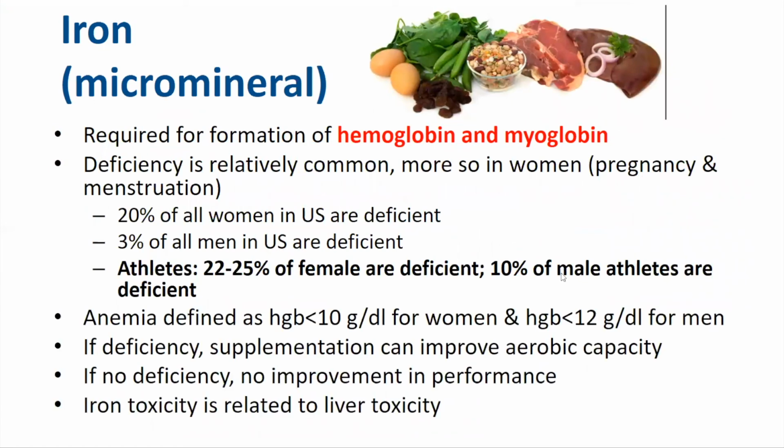And we're going to talk about iron. Iron is a micromineral, and it's required for the formation of hemoglobin and myoglobin. So it's very important in our oxygen carrying capacity. So if you have an athlete who is anemic, who has a low iron content, they're gonna feel fatigued because their blood cells, they won't have enough blood cells to carry oxygen to their skeletal muscles, and this would inhibit their performance.